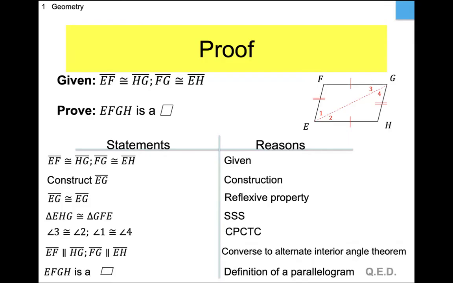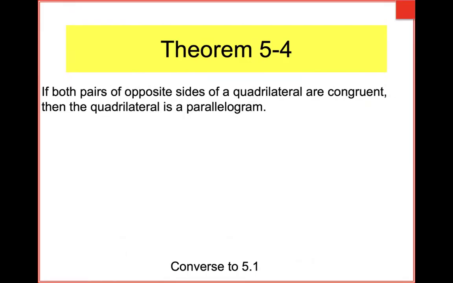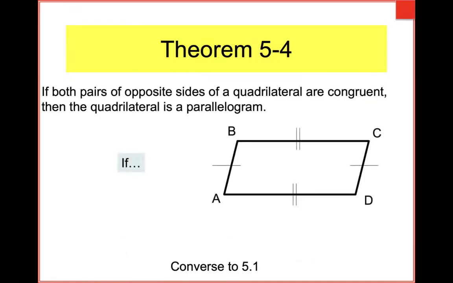Cool. All right, so what did we just prove? We proved that if opposite sides are congruent, then in fact you have a parallelogram. So this would basically be the converse to 5.1. So you do need to show that both pairs of opposite sides are congruent in order to prove that it's a parallelogram.